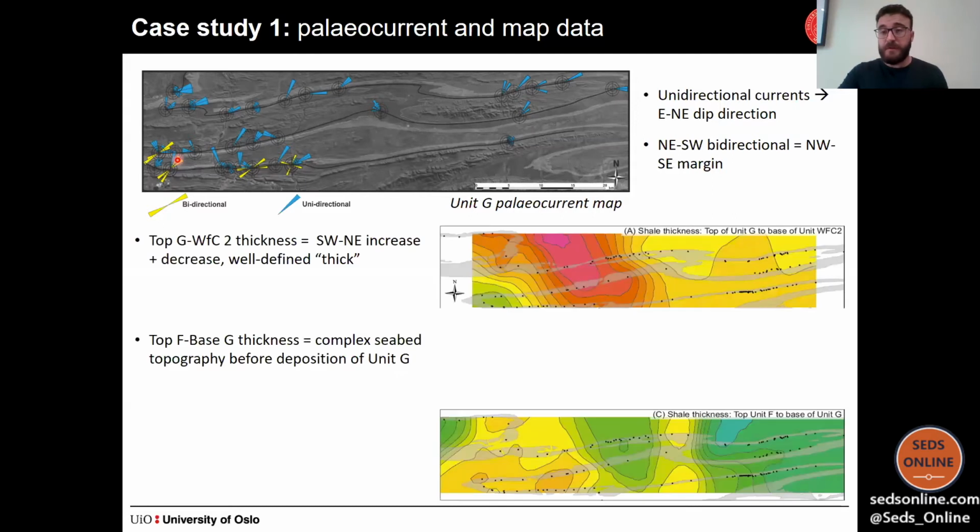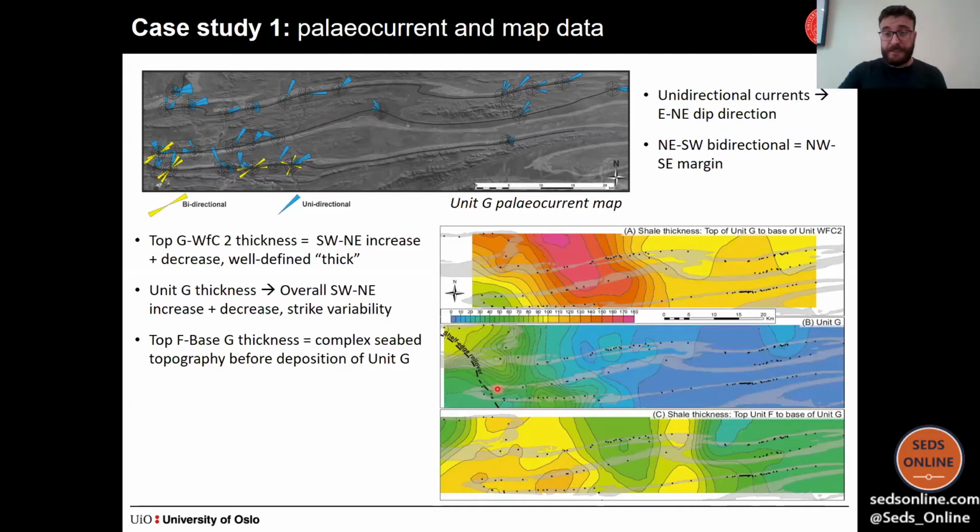And then what we did was also to plot the thicknesses of the underlying units and the overlying units. Here you can see that the thickness of the underlying unit suggests that there was a complex thickness distribution that we associate to complex seabed topography. Whereas in the upper part, the thickness distribution is much more consistent with a thickening and then thinning. Unit G is here in the middle. So here, this is the thickness distribution, and as you can see, it is a hybrid distribution between the map at the bottom and the map above.